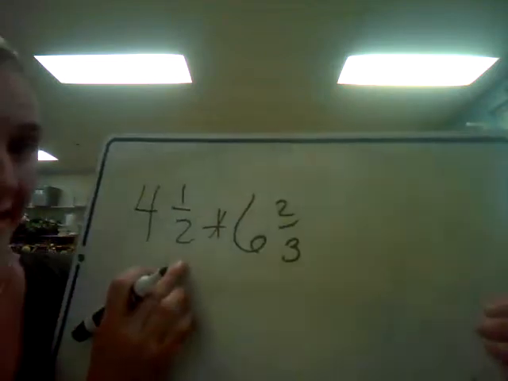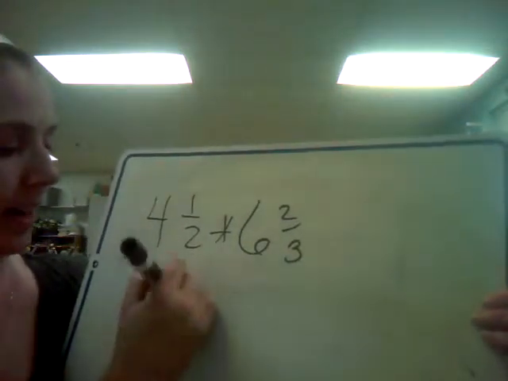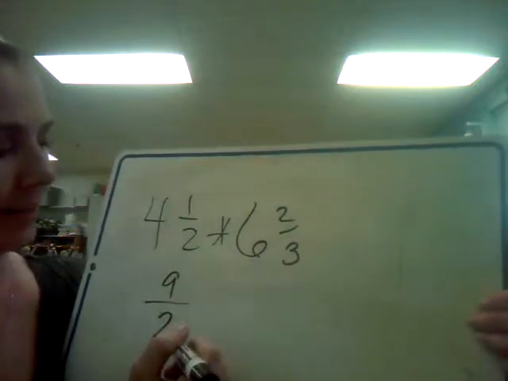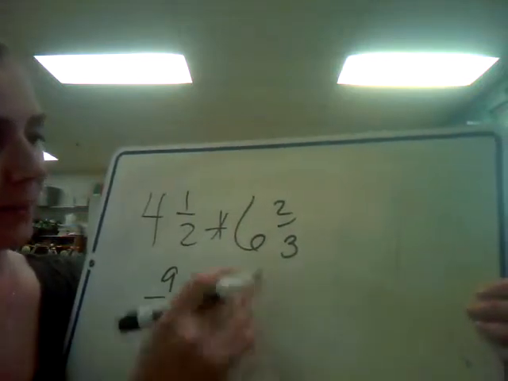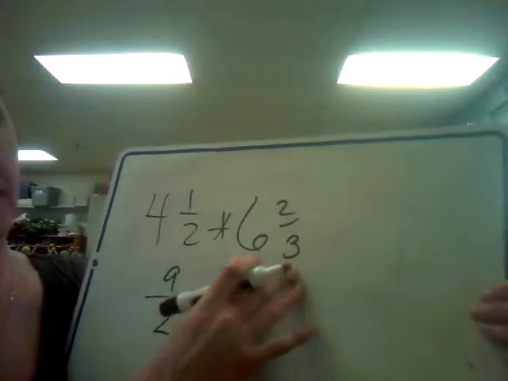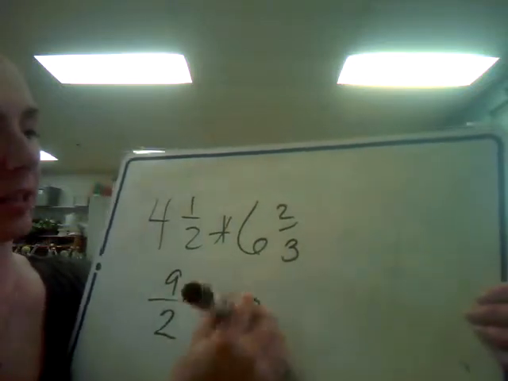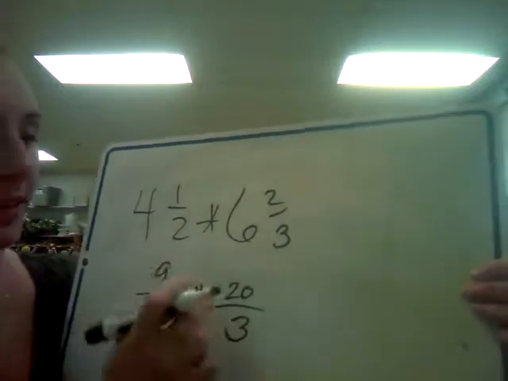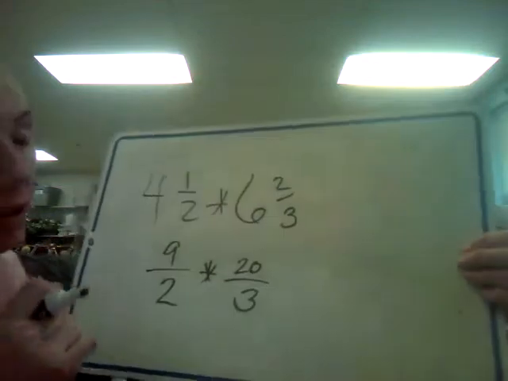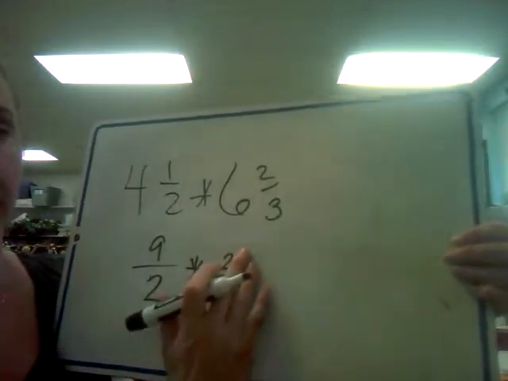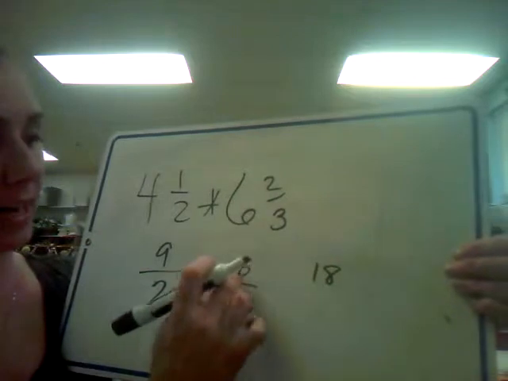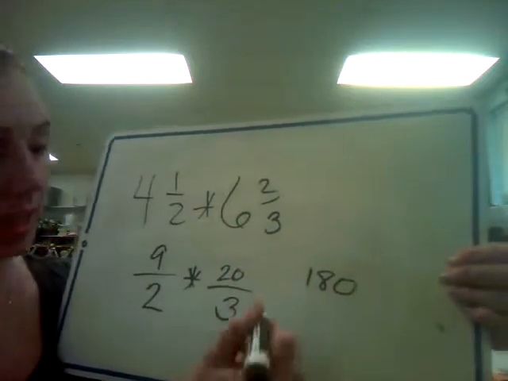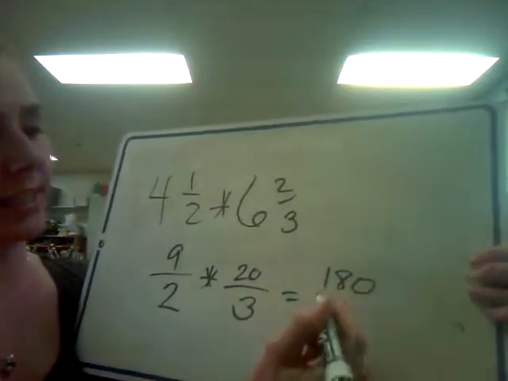4 times 2 is 8. 8 plus 1 is 9. So we got 9/2 times 6 times 3 is 18. 18 plus 2 is 20. So I know these are larger numbers, but really it's not that bad since that ends in a 0. If you just ignore that for a minute, it's like 9 times 2, which is 18. And then I do have a 0, so I just put a 0 on the back of it. And 2 times 3 is 6.